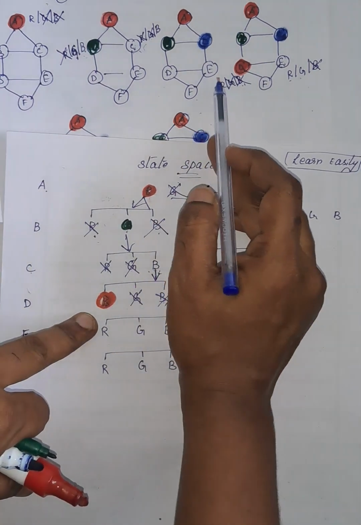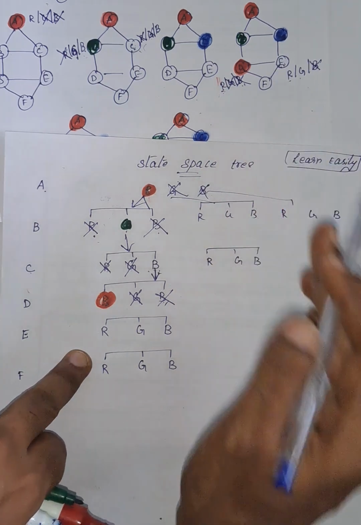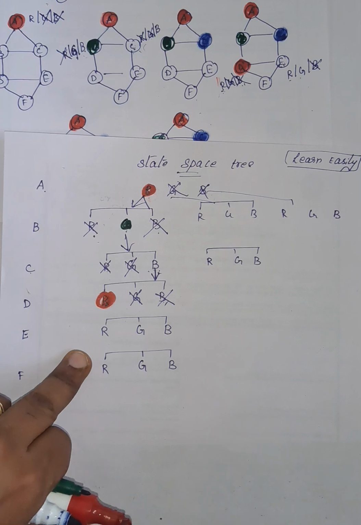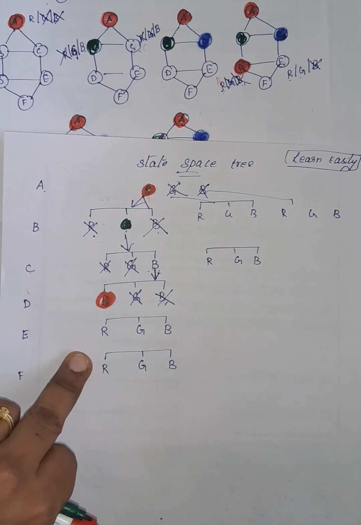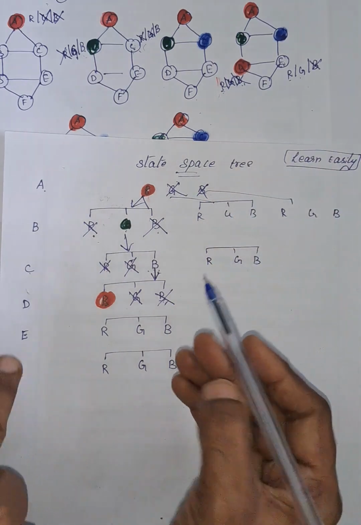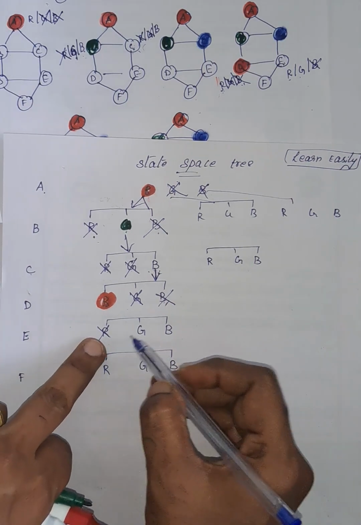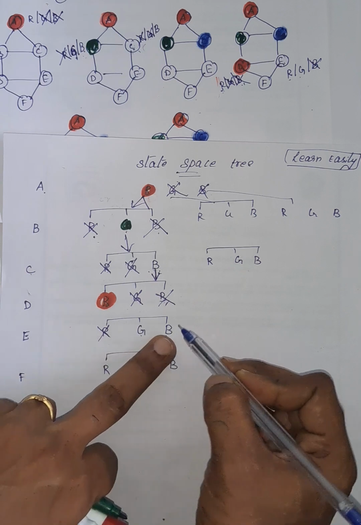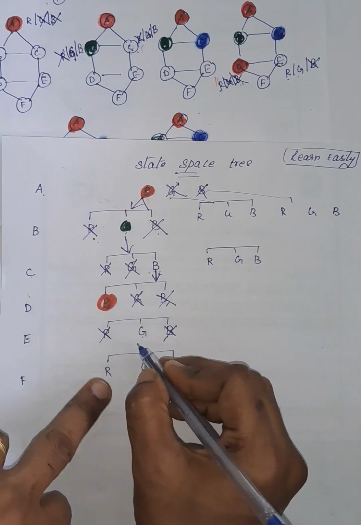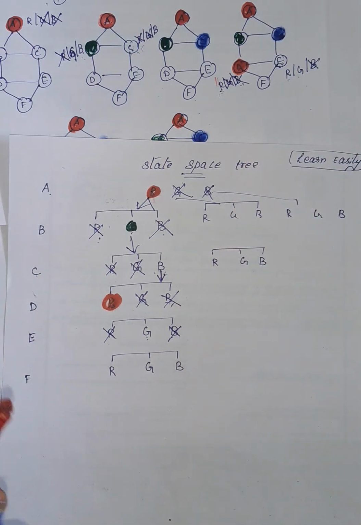Next, I am going to assign for E. E is connected with three vertices: one is C, one is D, and F. We need not consider F now because it is not yet colored. The D color is red, so I cannot give red to E. I can give either green or blue, but E is connected to C, which has blue. So I can give only green color to vertex E. So I am giving green.